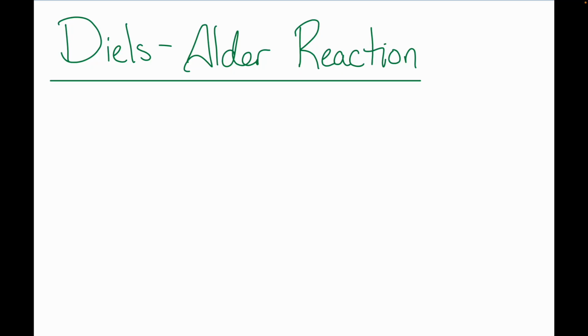All right, let's get started here. The first thing we're going to discuss is what are called Diels-Alder reactions. Okay, these fall under a category of reactions called electrocyclic reactions, and that's because the electrons move in a circle in our mechanism.